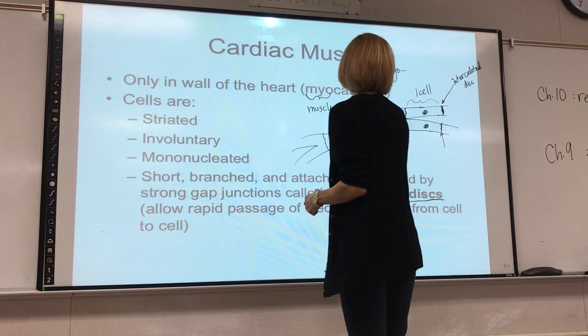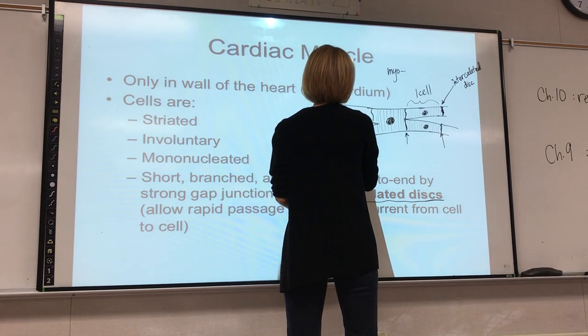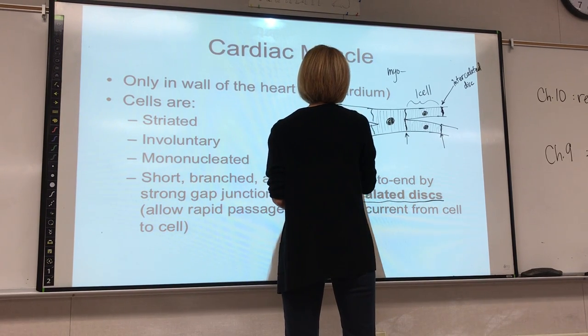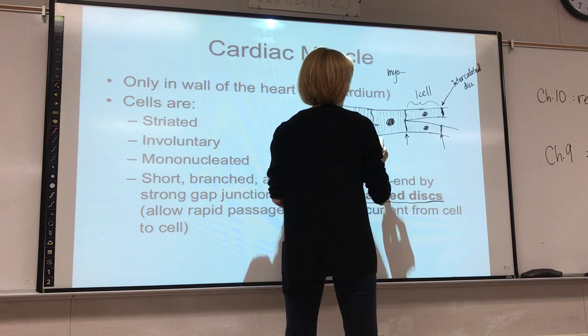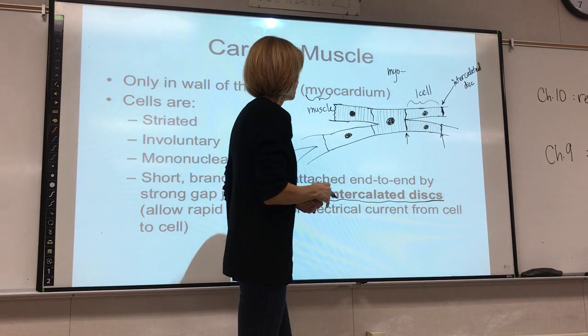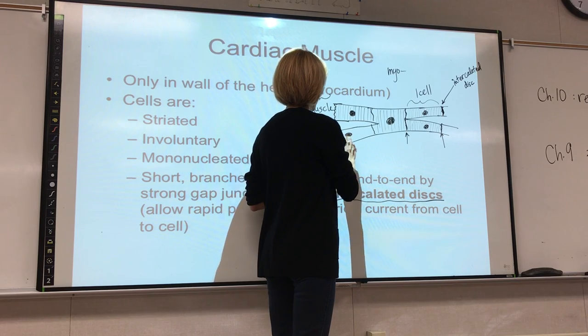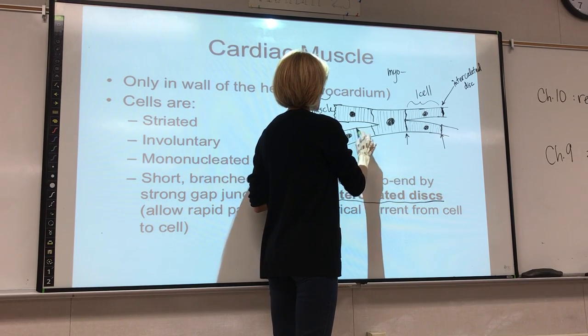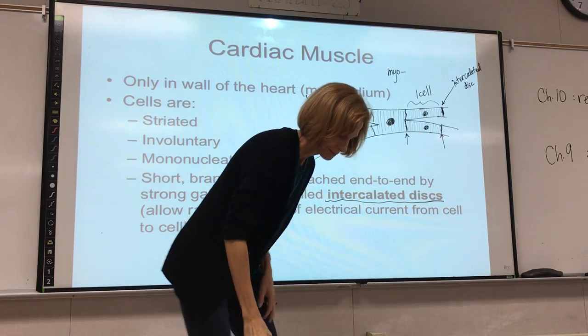So you can see here how this tissue doesn't look quite as nice and neat as skeletal muscle or smooth muscle. It looks a little bit messier. It almost looks like skeletal muscle that's been chopped up because the cells fringe. And so usually you'll see what looks like spaces between the cells.